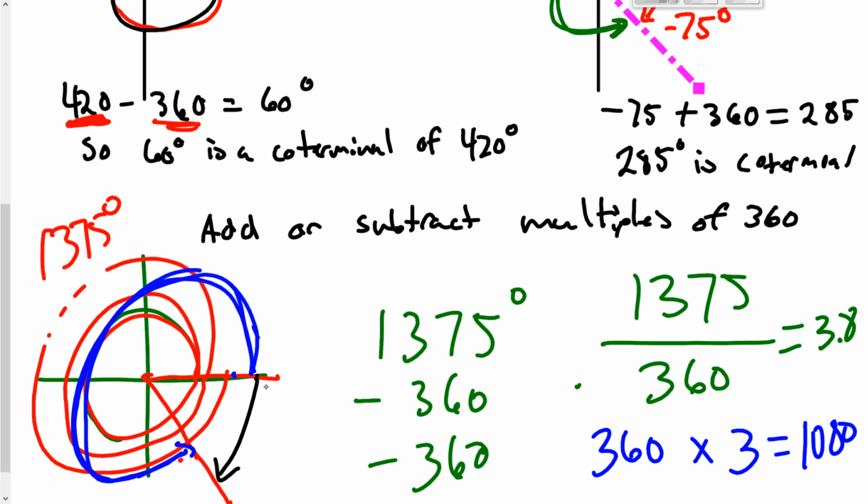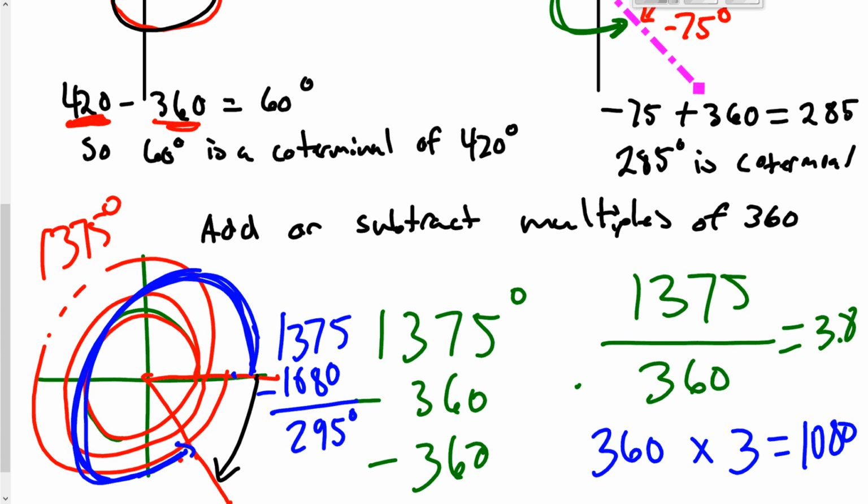So 1080 is back here at 0, right? So how much do I have to add to get to 1375? Or I could just subtract these: 1375 minus 1080, so that's 295. So that 0.8 distance right about here is 295, and that's the smallest positive. So 295 would be the coterminal, the least positive measure.